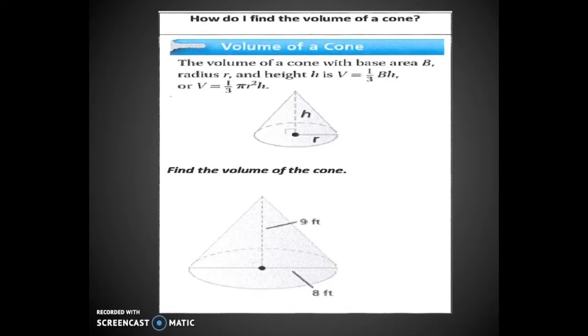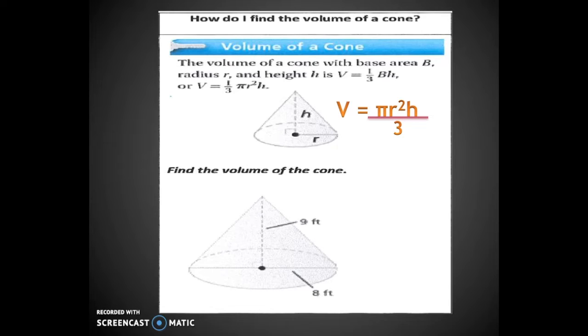Let's look at volume of a cone. How do I find the volume of a cone? So the first thing you want to do is to write that formula down. Now I am just going to let you know you are also going to see V is equal to 1/3 pi times radius squared times your height. But I broke it down to show you that everything is being divided by 3, so you are going to see this formula most of the time. It makes it easier for you to know that you have to divide everything by 3.